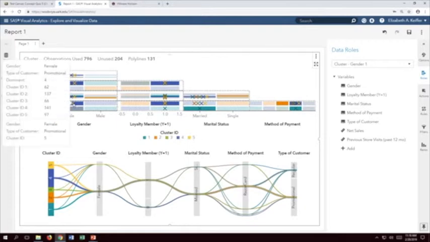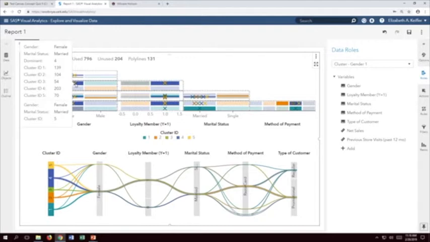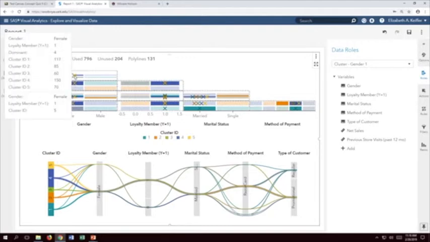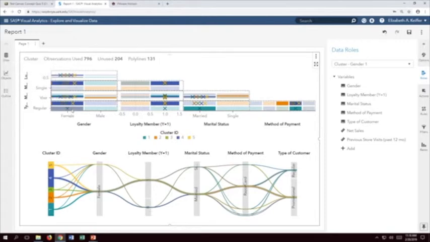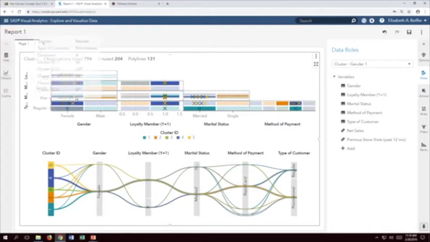So here, I have a female that is fitting into the promotional category. This X tells me I'm a female with a razor card. This tells me I am a female that's married. A female that is a loyalty member. Right now it's looking like, for all the female, they're all kind of in the same categories. Here we see a little bit of difference, but that's just from different variables.